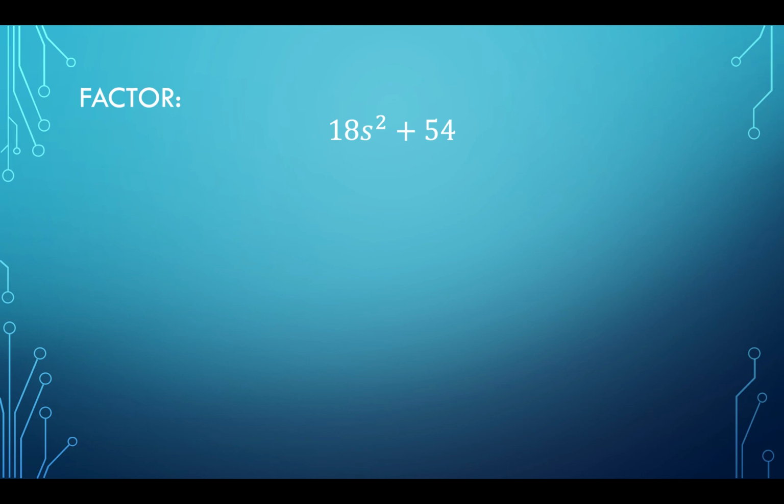So now let's factor this one out. First things first, we got to find our greatest common factor, and then we pull that out, write that on the outside of parentheses, and then work our way backwards. So how do we get 18s squared? 2 times 9, and then s squared is s times s. 54 is 9 times 6.